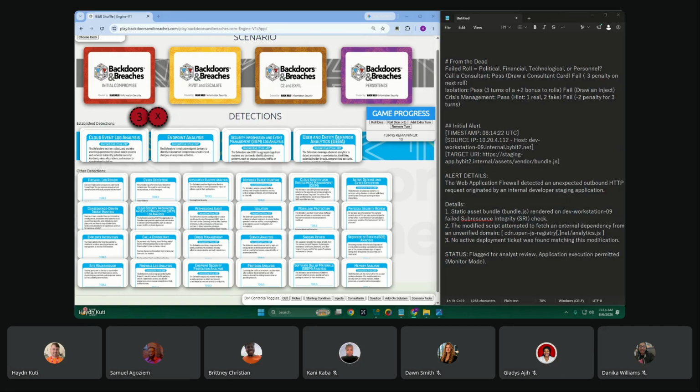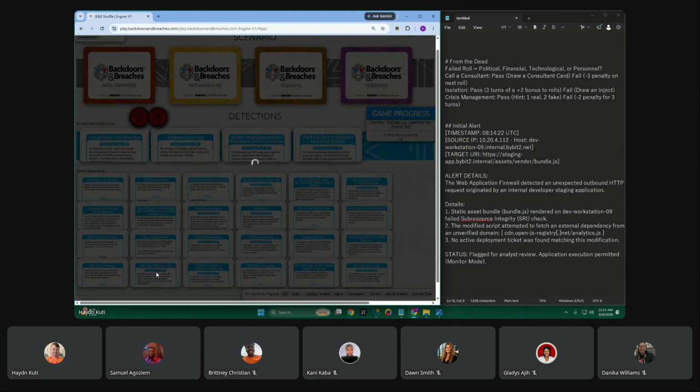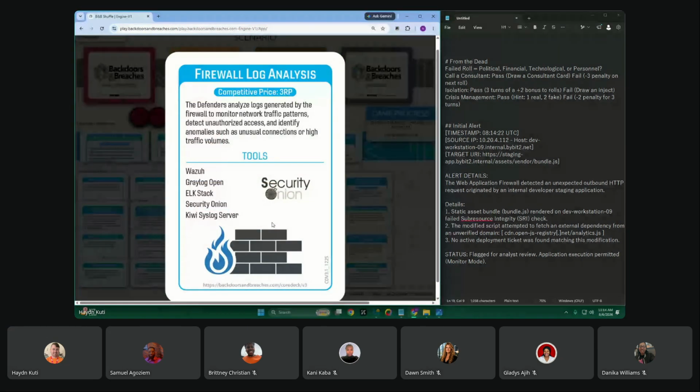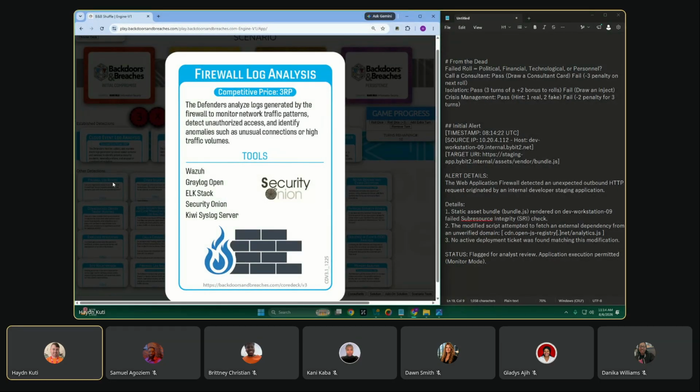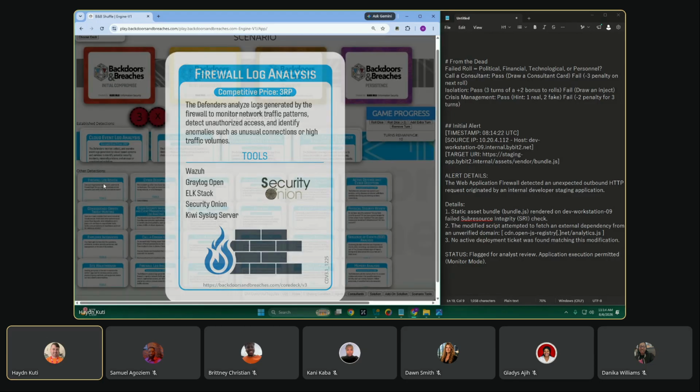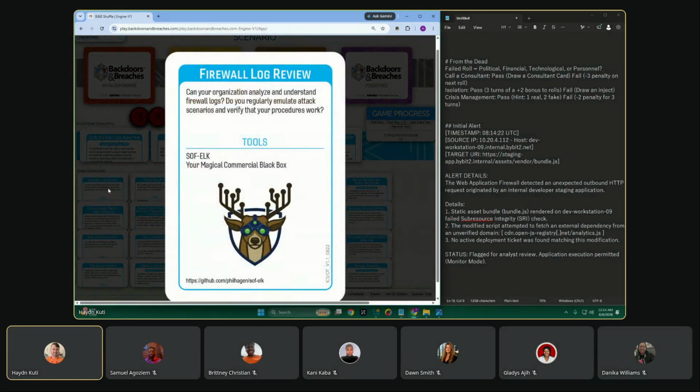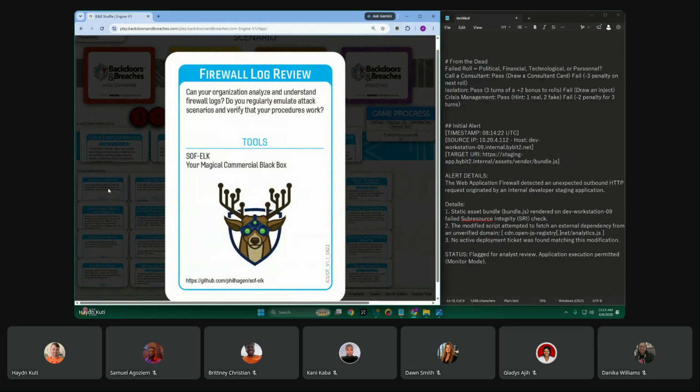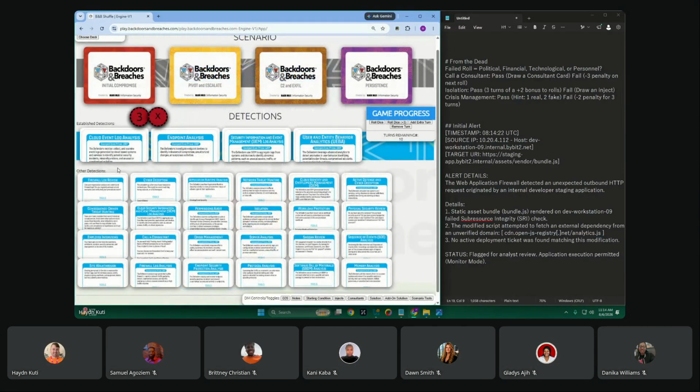Card again, the firewall log analysis card. I think it's relevant for the investigation. Firewall log analysis. See what the difference between this and firewall log review is. Defenders analyze logs generated by the firewall to monitor network traffic patterns, detect unauthorized access, and identify anomalies such as unusual connections or high traffic volumes. And the review, oh, that one doesn't really go into detail. We're just going to ignore that one then.